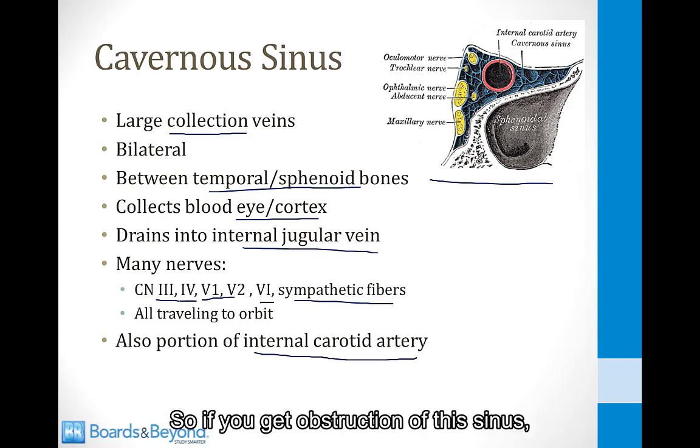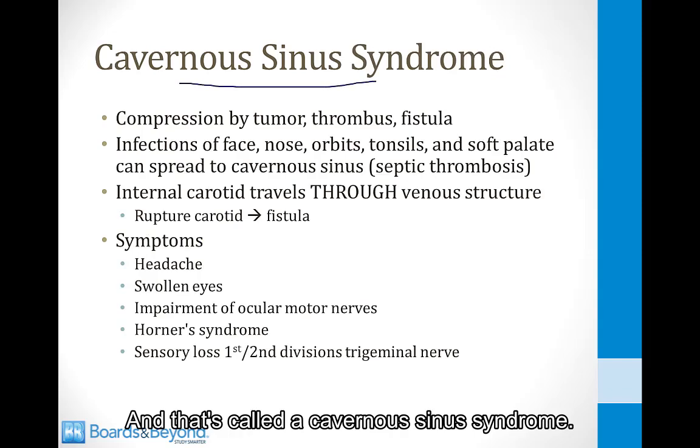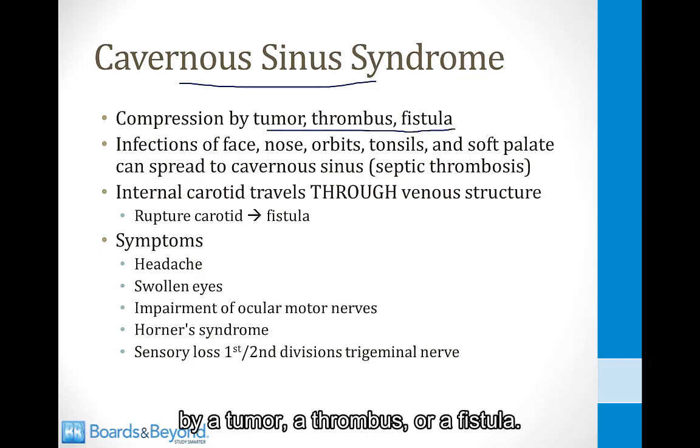So if you get obstruction of this sinus, you can get a very unique syndrome where all of these structures are impacted. And that's called a cavernous sinus syndrome. This is when you have compression of the cavernous sinus by a tumor, a thrombus, or a fistula.